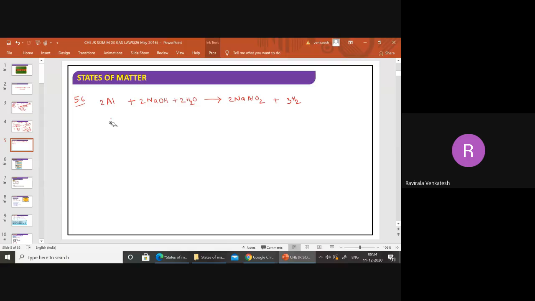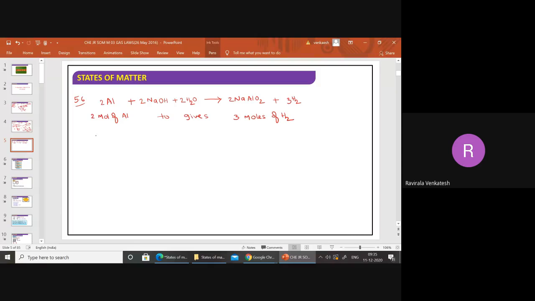Now the question here is what? According to this equation, 2 moles of aluminium reacts to give how many moles of hydrogen, beta? How many moles of hydrogen? 3 moles. 3 moles of hydrogen.